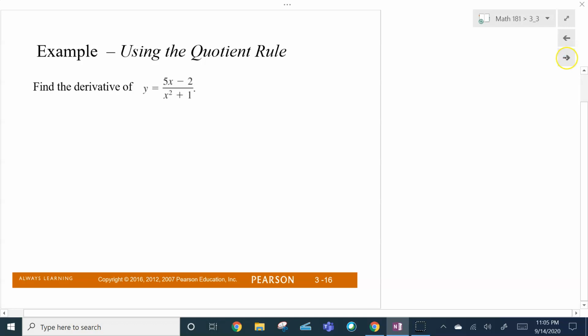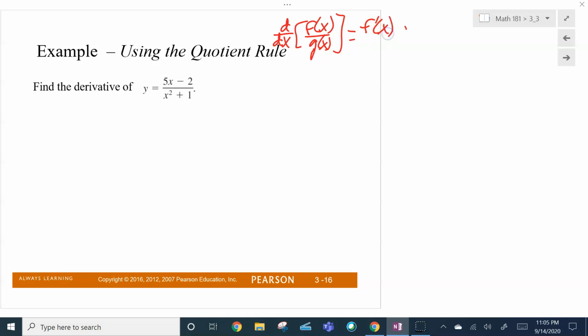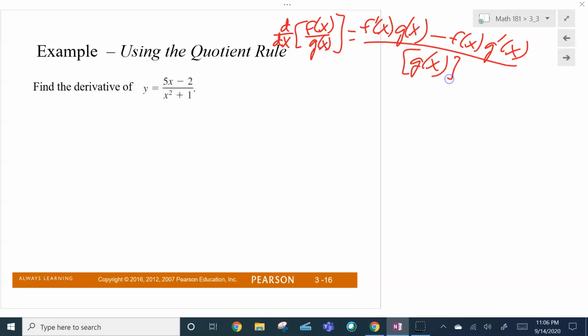So the derivative of f of x over g of x is the derivative of the top times the bottom, minus the top, derivative of the bottom, all over bottom squared. Okay, so that's what we're going to follow. So y prime is, so the top is 5x minus 2. So I take the derivative of that. Derivative of 5x is 5. Derivative of minus 2 is 0. Okay, there's the f prime of x.